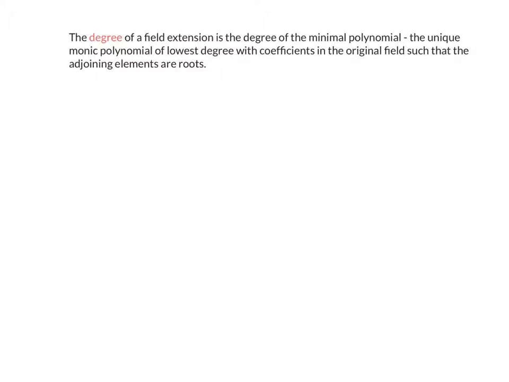So the minimal polynomial is a polynomial that satisfies three things. Firstly, its coefficients need to be in the original field. Secondly, the adjoining elements need to be roots of that polynomial. And thirdly, it needs to be the polynomial of the lowest degree such that this is true. That means it needs to be irreducible. So what does this all mean? Well, that is a tricky definition. Let's look at an example and hopefully this will become clearer.